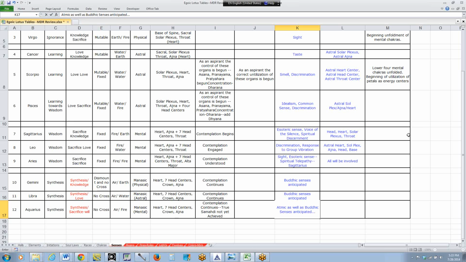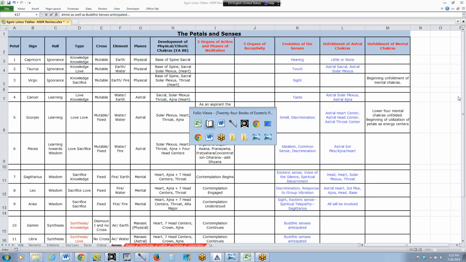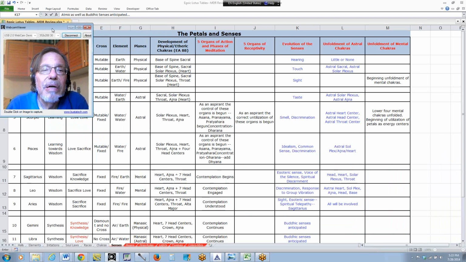Well, we're laying out the chart here and sort of a sense of the timing of things, but the actual experience is another matter. Now I'll put this up here, get it out of the way.